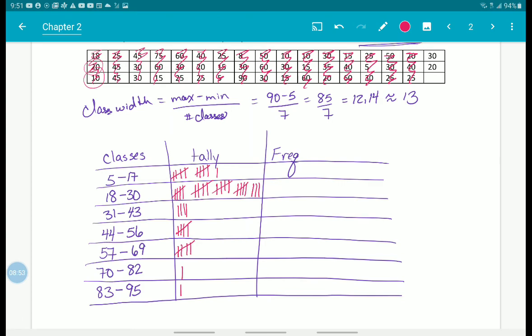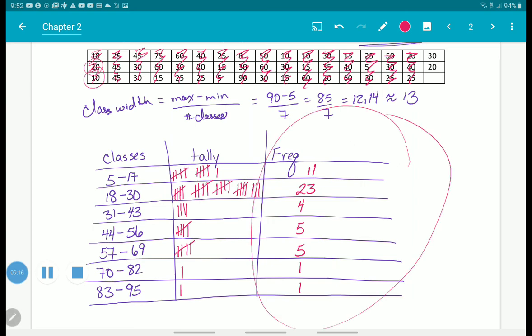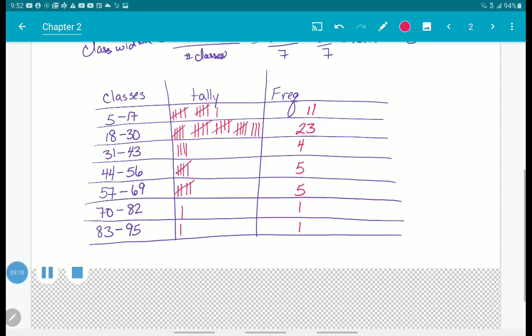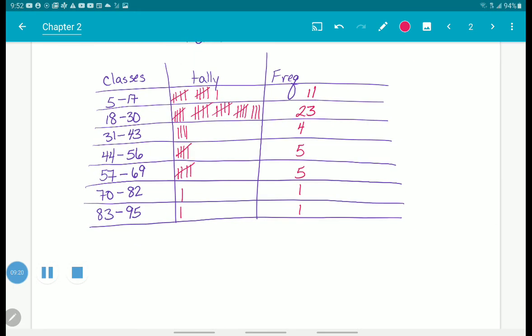So let's count how many we have from each. We have 5, 10, 11, 10, 23, 4, 5, 5, 1, and 1. So our frequency distribution here would look like that. If we wanted to clean this up, we could rewrite it and we would just ignore that tally column.